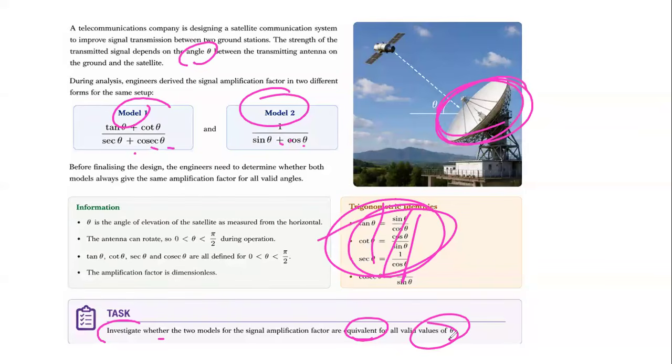Now here, indirectly, they're asking you, when you look at model 1 and model 2, are they the same or are they different? Because if they are different, it means that the amplification value, the angle of elevation, is going to be different. So the two models would not work. So that is what we are going to work on. Members, are we on the same page?